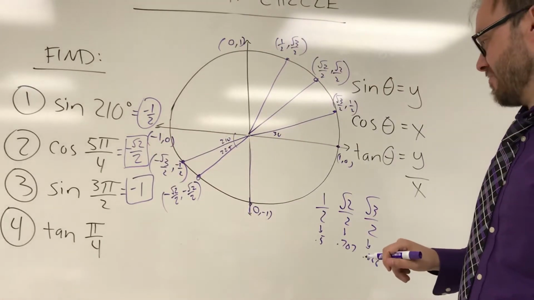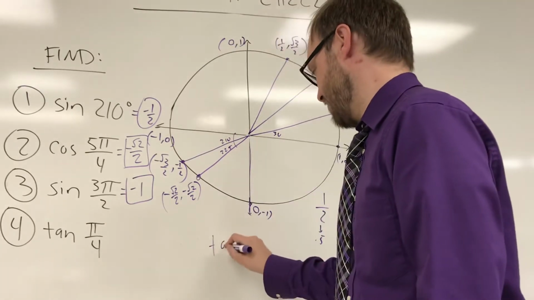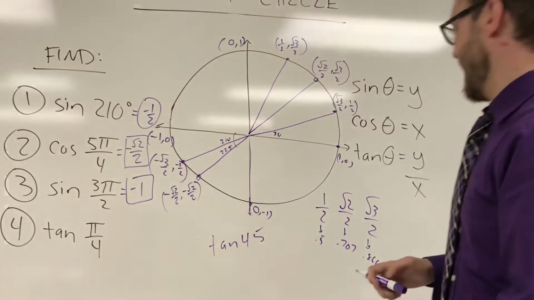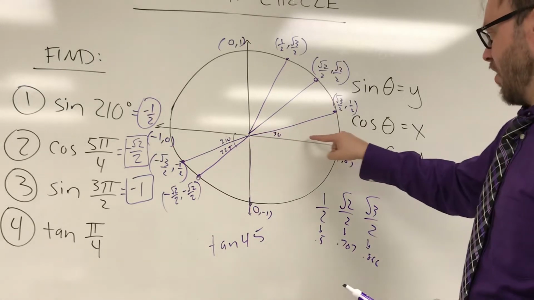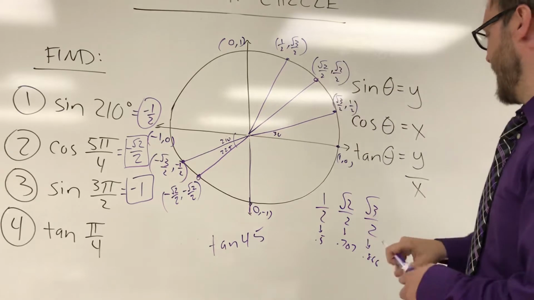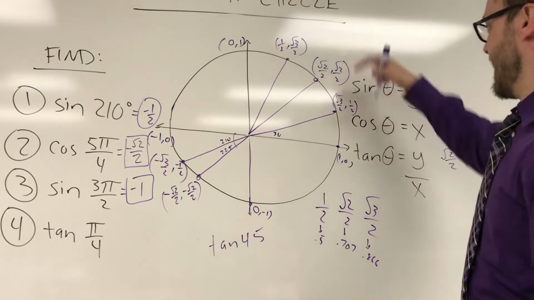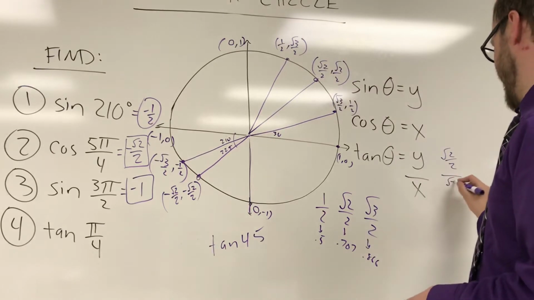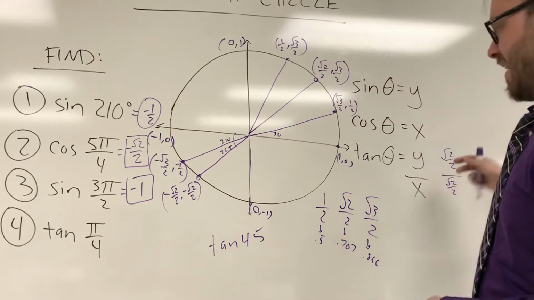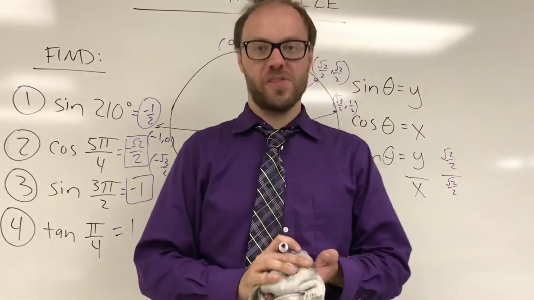So anyway, tangent of pi over 4, that'd be 180 divided by 4. That's tangent of 45, okay? And so if you go over here to 45 degrees, you're going over radical 2 over 2, up radical 2 over 2. It's this value here. Radical 2 over 2 for y, and radical 2 over 2 for x. Dividing anything by itself is just equal to 1. So the tangent of 45 or tangent of pi over 4 is equal to 1.